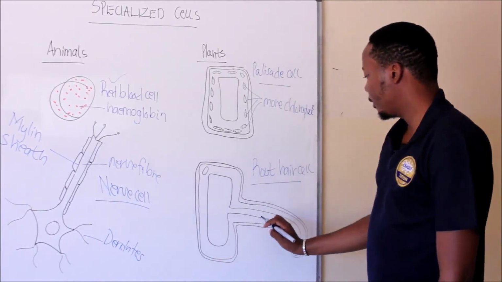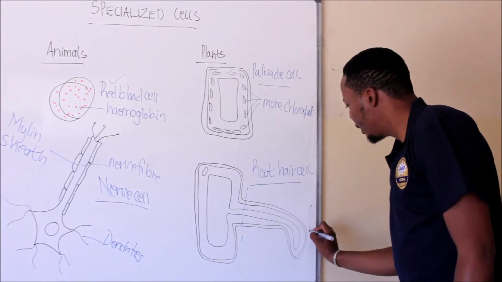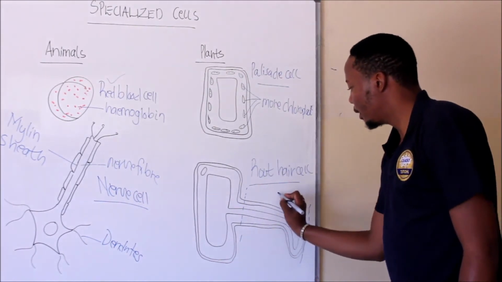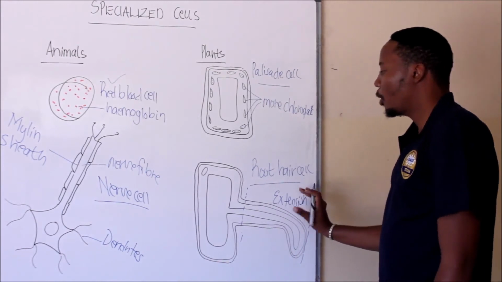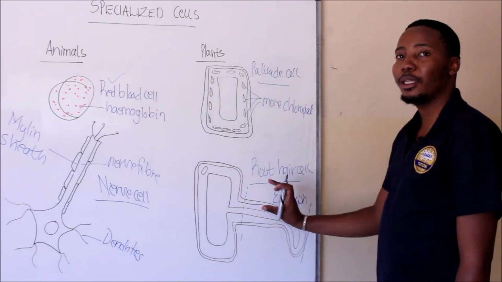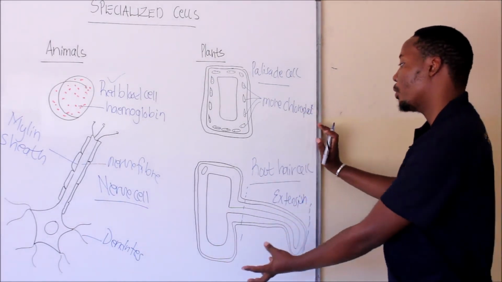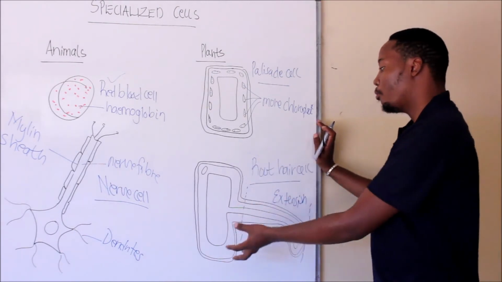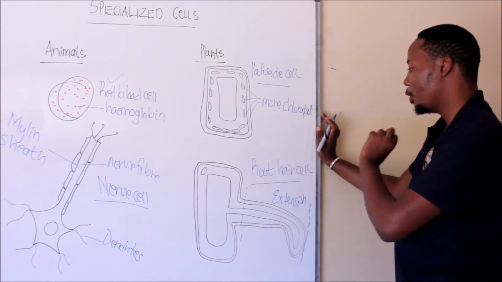So if you look at this cell here, there is something that looks like a finger. We call this an extension. Because this cell has an extension, it means its surface area has been increased. And the moment you increase the surface area, the amount of water you are going to take and the amount of mineral ions you are going to absorb also increase. So this is the first adaptation.